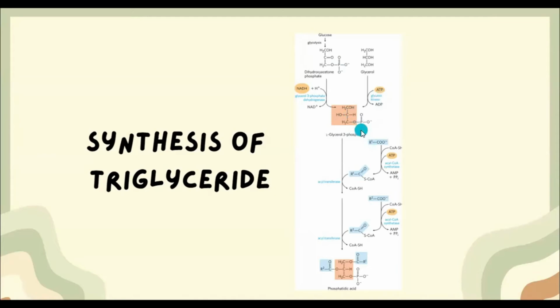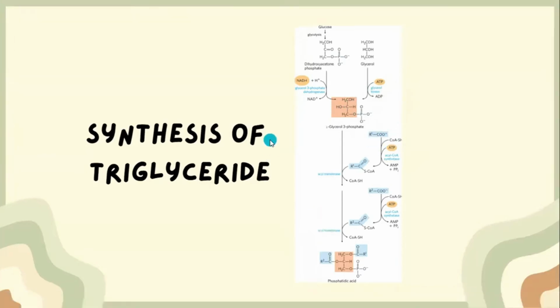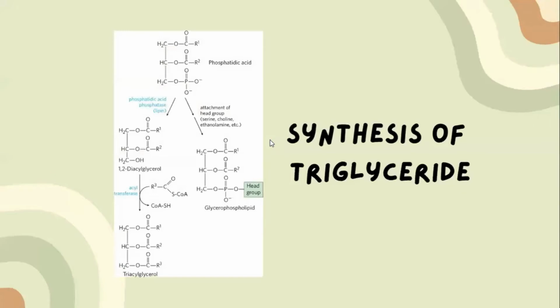So we could easily attach the fatty acyl CoA. In short, the linkage of the three fatty acyl CoAs with glycerol is the process of creating a triglyceride.